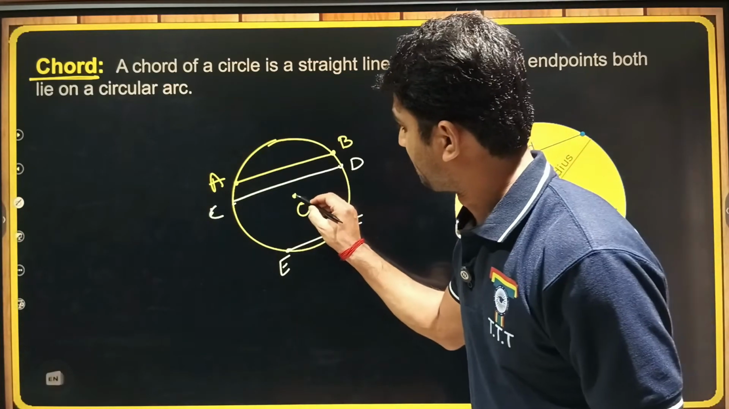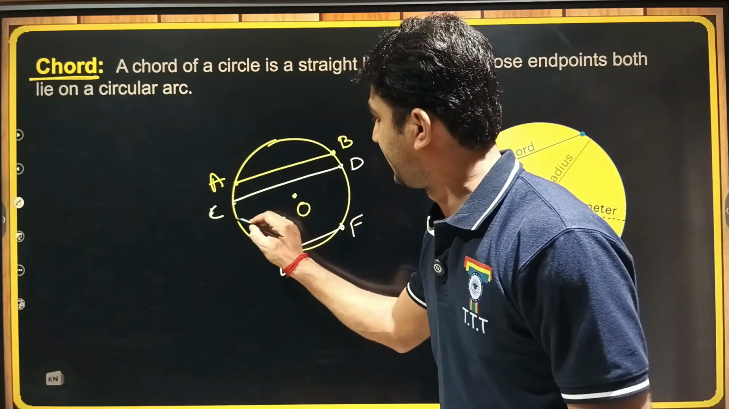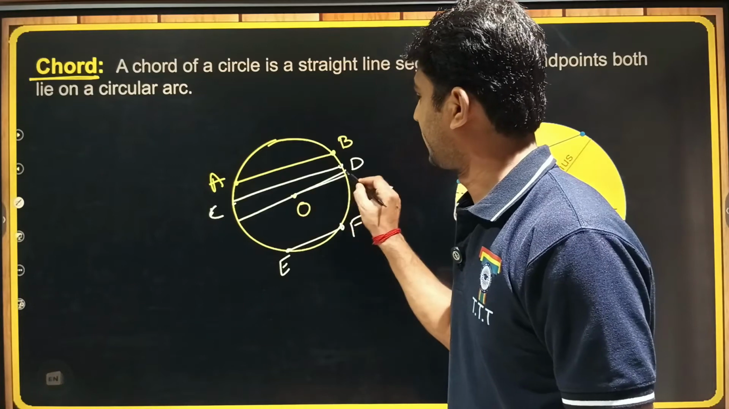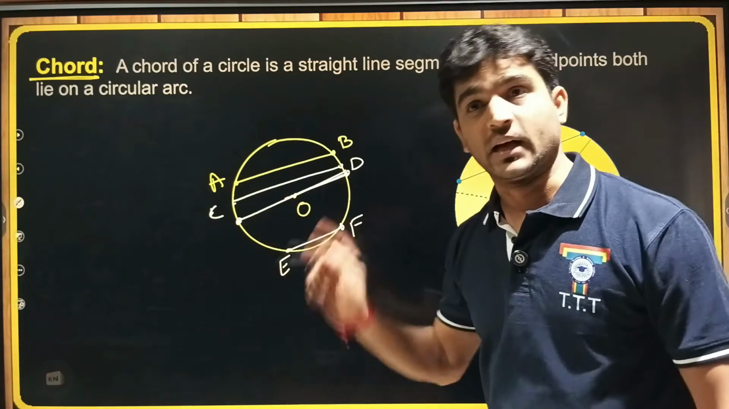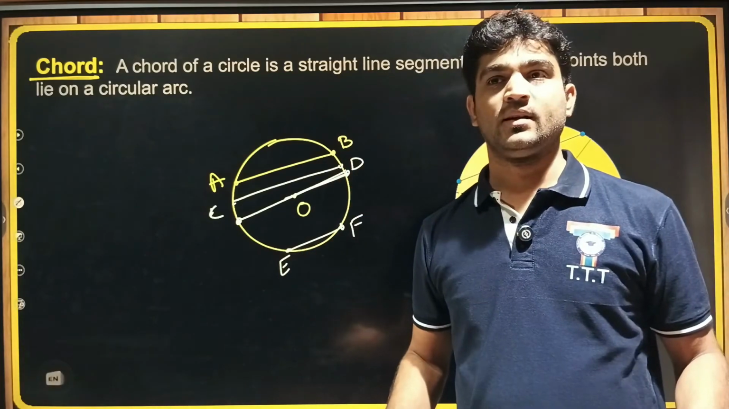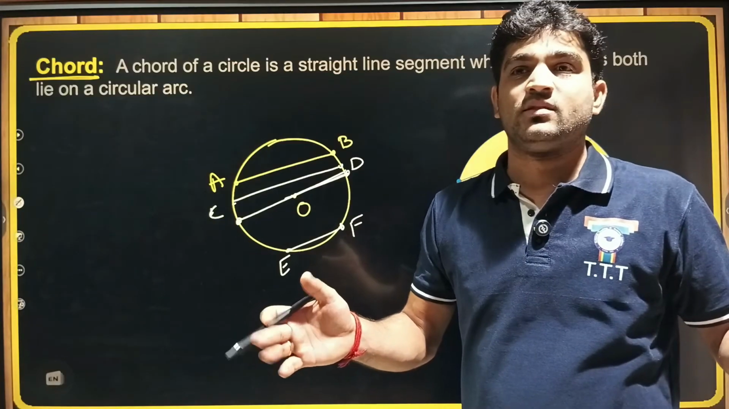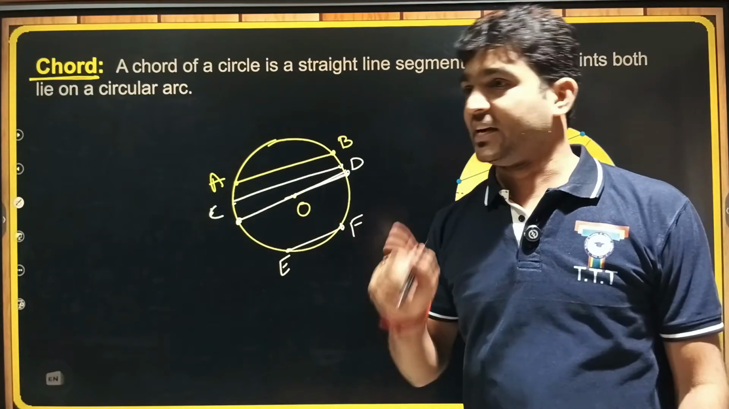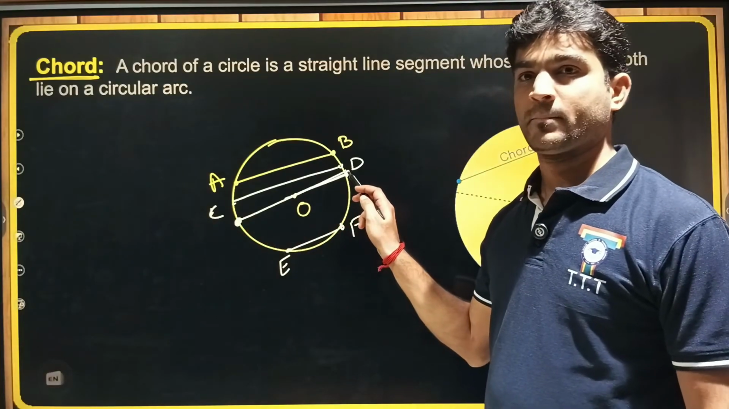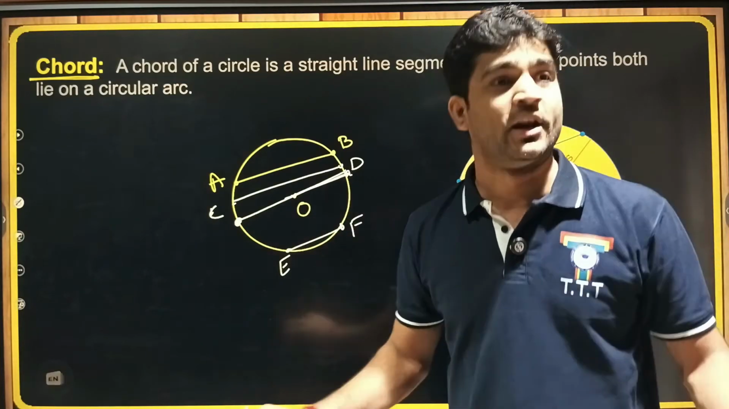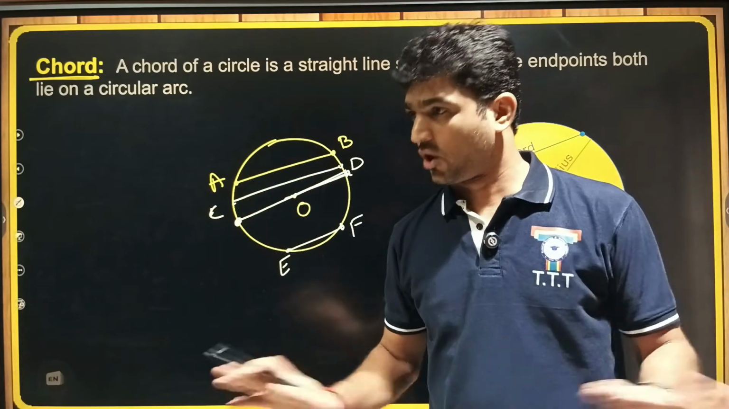Now suppose that if it passes through the center, then this will be a chord. This is also a chord. The maximum length of the chord is the one which passes through the center of the circle; there is one point here and one point there. That is also a chord only. We can call the diameter a chord. Okay, that is not wrong.